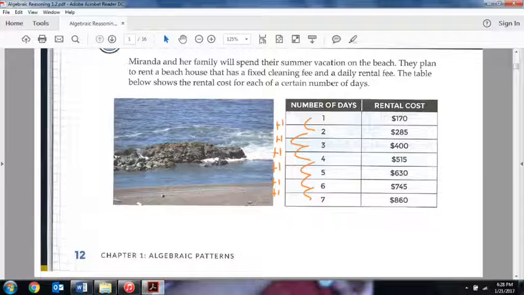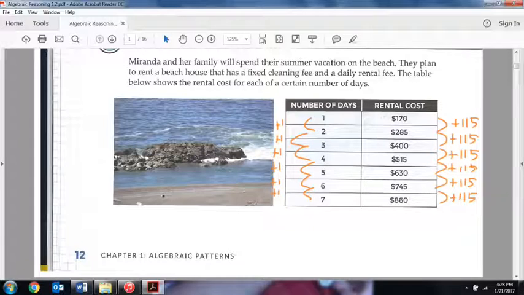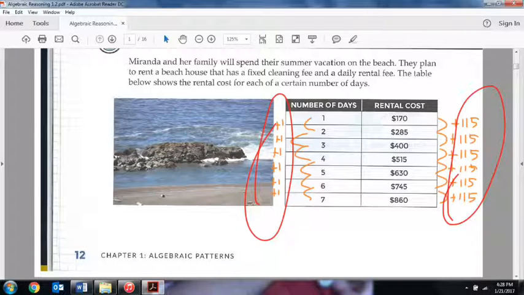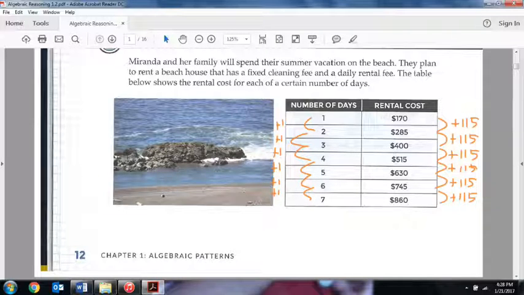Alright, and the same over here, if we do 285 minus 117, we're adding 115. 400 minus 285 is again adding 115. And as we keep on going, 515 minus 400, 115, 630 minus 515, 115, 745 minus 630, add 115. We realize, oh, those are all the same as well. And since the differences on the right and the differences on the left are consistent all the way down, this is linear.